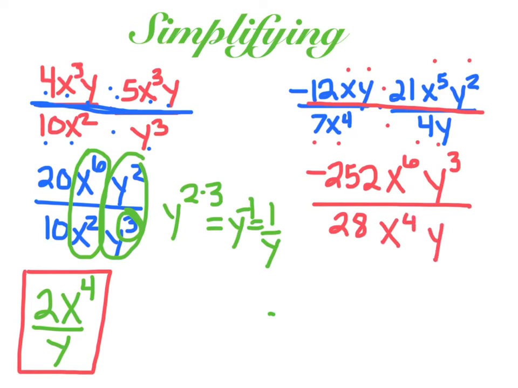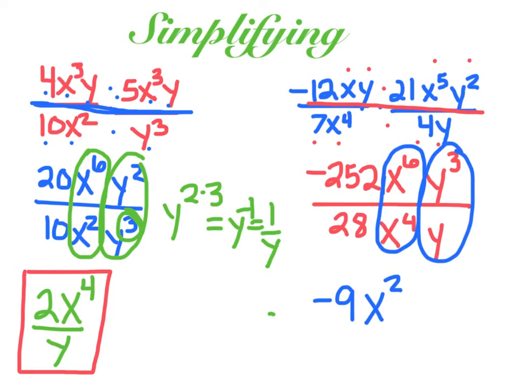So now I can simplify a little further. Negative 252 divided by 28 is going to be negative 9. X to the 6th divided by x to the 4th. 4 of those will cancel out. 6 minus 4 gives us x to the 2nd. And y cubed over y, 3 minus 1 is 2, or one of those is going to cancel out. I've got y squared as our final answer to that one.